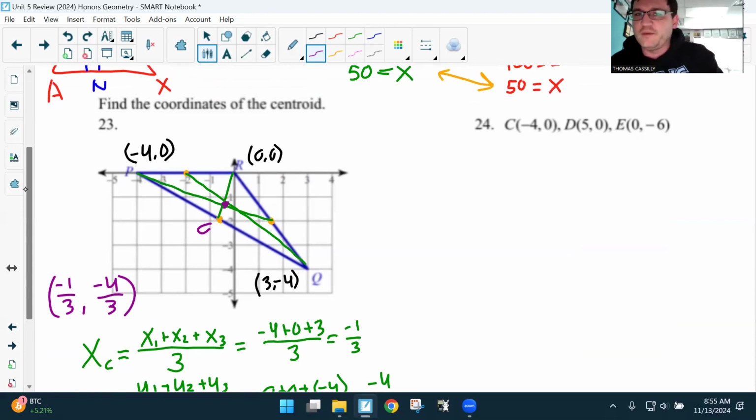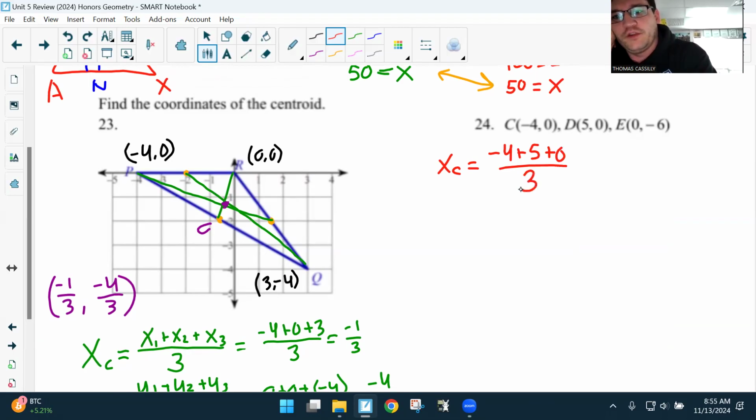Number 24, the same exact thing. I just don't give you a chart. All right, so we know the x centroid here. I'm not going to write down the formula again. It's just add up all the x values, negative 4 plus 5 plus 0 all over 3, right? These are your x values. Gives us 1/3.